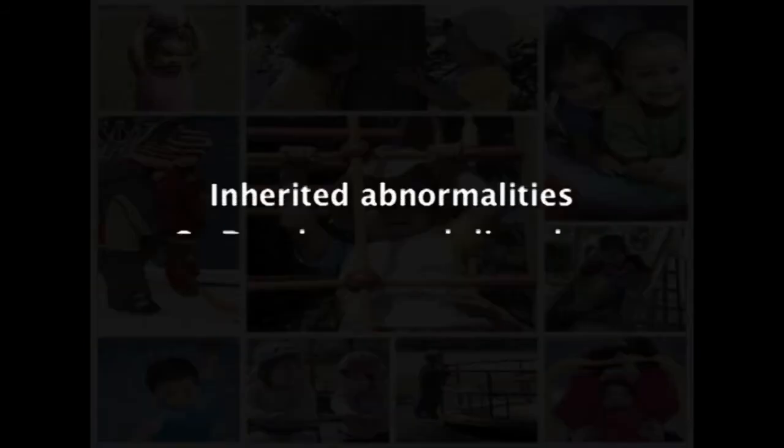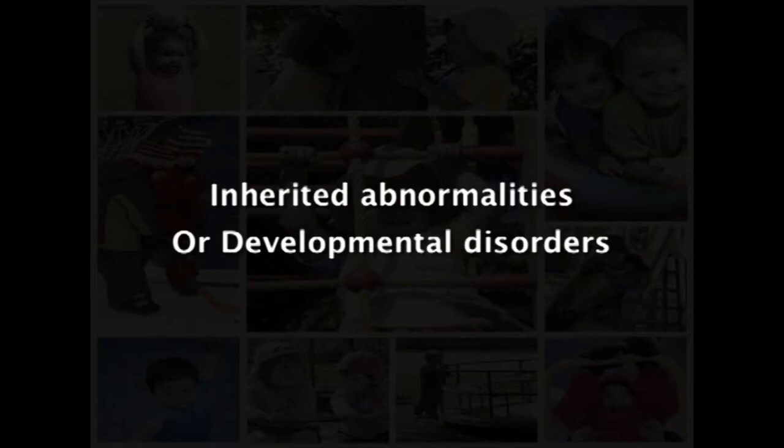So, after understanding what heredity is and how it helps in transferring traits to offspring, and after having understood the laws of heredity, we will move on to see some developmental disorders, the disorders at the time of birth. Inherited abnormalities or developmental disorders appear due to variations in chromosomes or metabolic conditions. Let us see some of the developmental disorders.